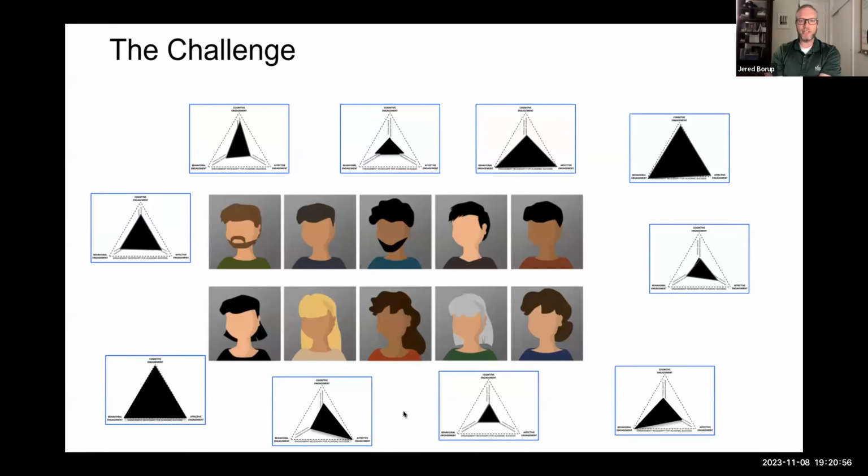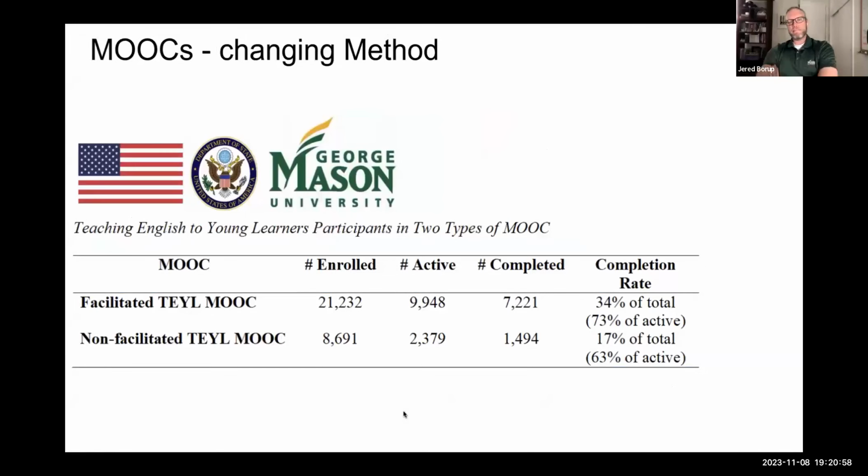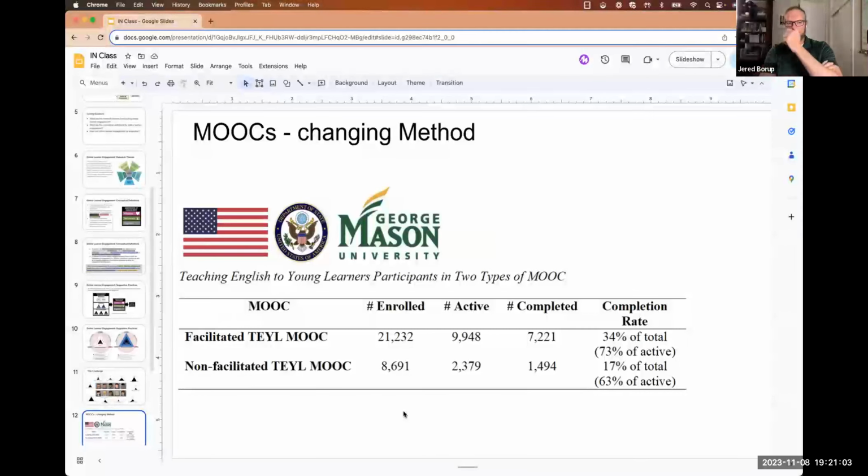So that's the challenge. I have some examples, but I can pause there if you have any questions. The idea with the ACE framework is that once you've identified the learner needs, you can start seeing what type of supports they need and hopefully better support their learner engagement so that they can be successful.